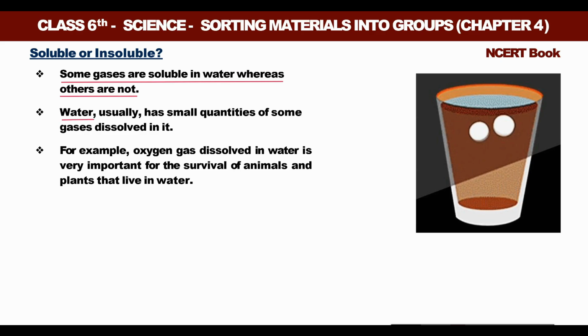So water usually has a small quantities of some gases dissolved in it. इसमें होता है, for example, oxygen gas dissolved in water, and it is very important for the survival of animals. जो animals water में रहने वाले उनके survival के लिए, बचने के लिए, and plants that live in water उनके भी survival के लिए, that oxygen is available in water that is dissolved form.